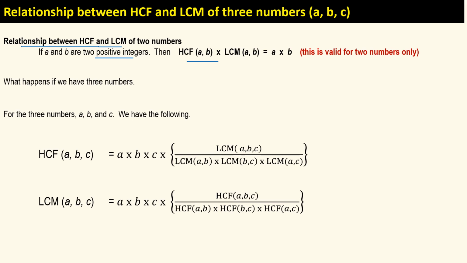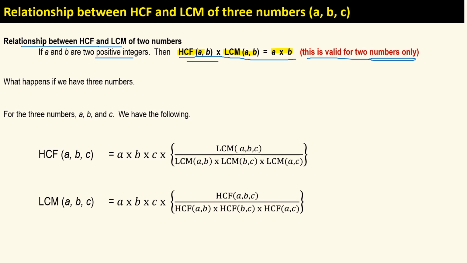So here we just summarize by saying that the HCF of 2 numbers A and B, when multiplied by the LCM of the same 2 numbers A and B, gives us the product of those 2 numbers. So in summary, we can say that HCF of A, B multiplied by LCM of A, B is equal to the product of A and B. But this is valid only for 2 numbers. So what happens if we have 3 numbers A, B and C? In that situation, the HCF multiplied by LCM is not equal to the product of those 3 numbers A, B and C. So in that situation, we have a different equality which holds.